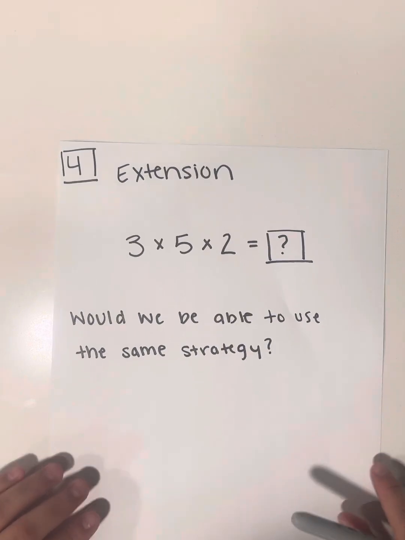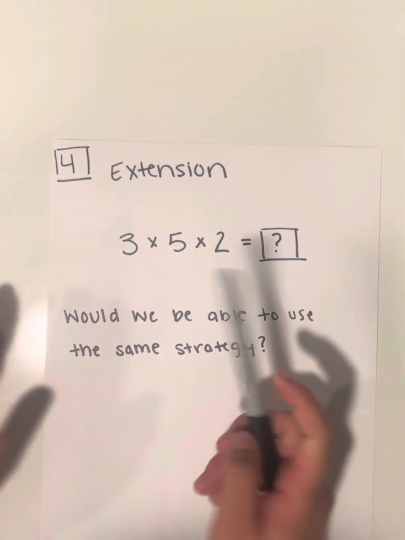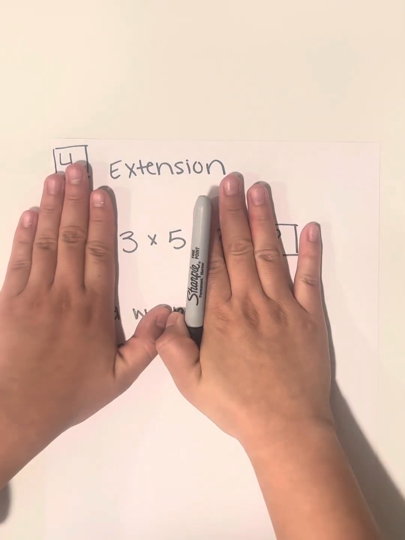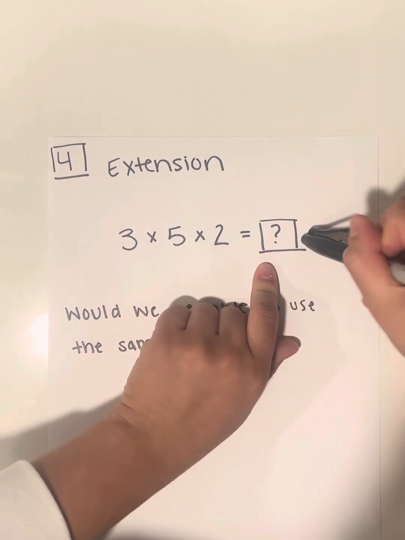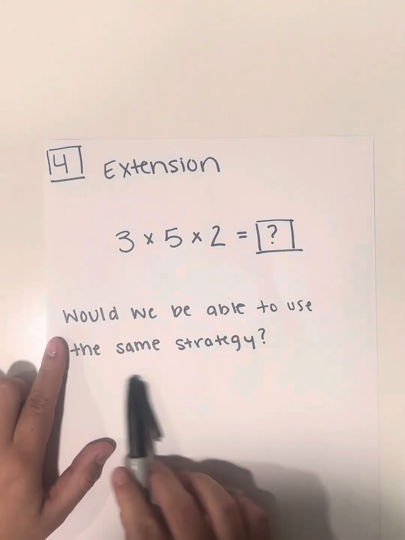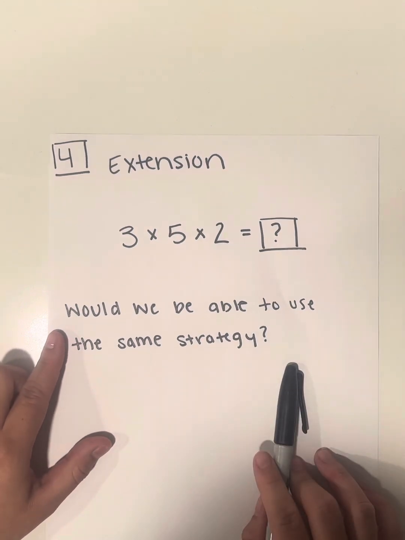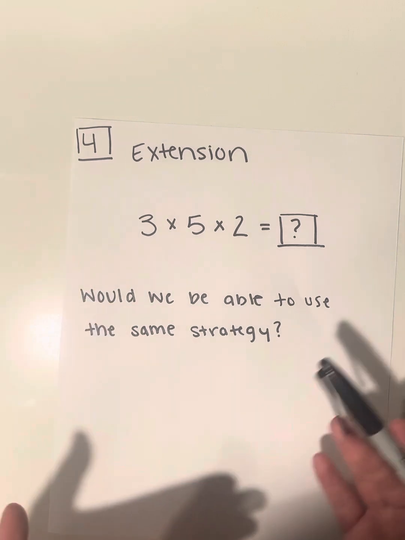For our extension and our final box, we have 3 times 5 times 2. So we've only been working with multiplying 2 numbers. This one we're multiplying 3 numbers, and I want you guys to try and figure out what that answer is. And I do also have a question for you: would we be able to use this same strategy that we've been using so far? I want you guys to go ahead and predict and give me your answer.